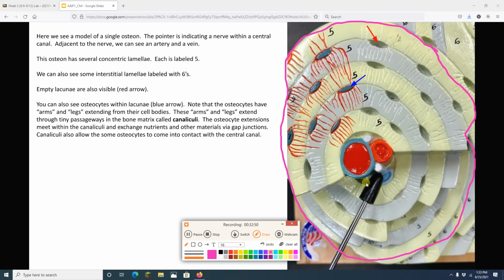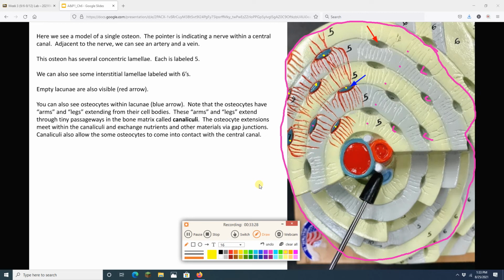Central canal with blood vessels. Concentric lamellae right here. This is a lacuna, another lacuna, another lacuna, another lacuna. Some of my lacunae are shown with osteocytes in them. So this is an osteocyte right here. I got what? 1, 2, 3, 4, 5, 6, maybe like 6.5 osteocytes here. Remember, osteocytes were once osteoblasts. They become surrounded by matrix and they turn into osteocytes.